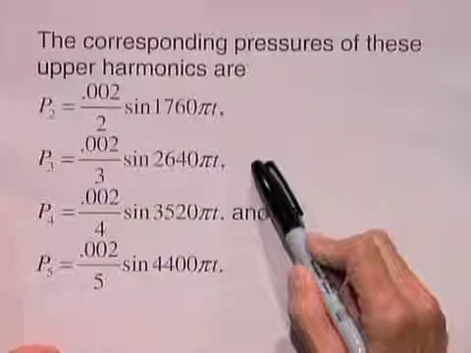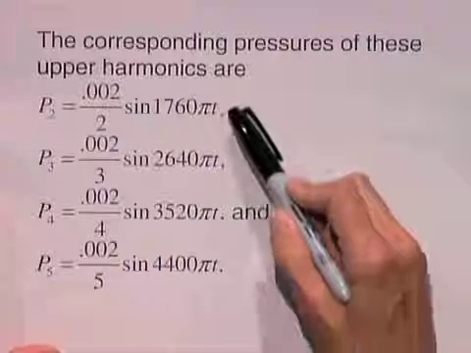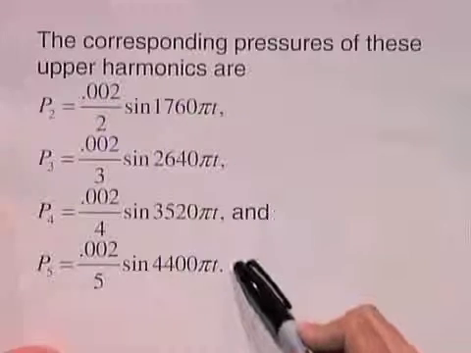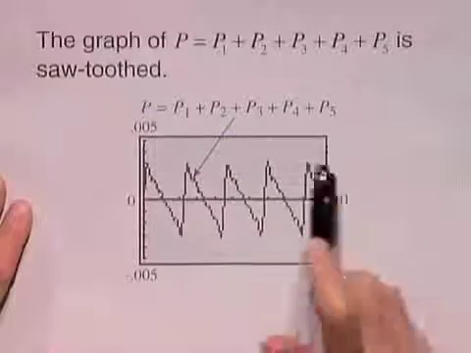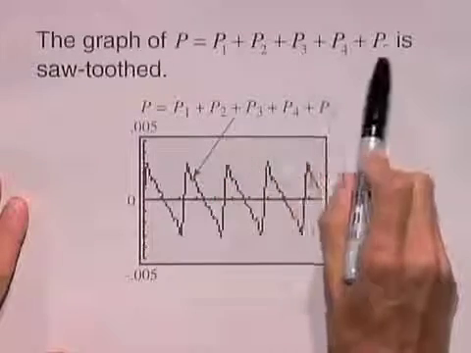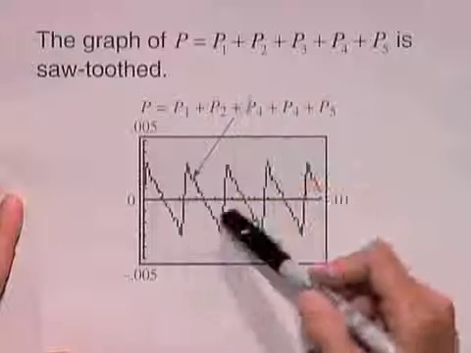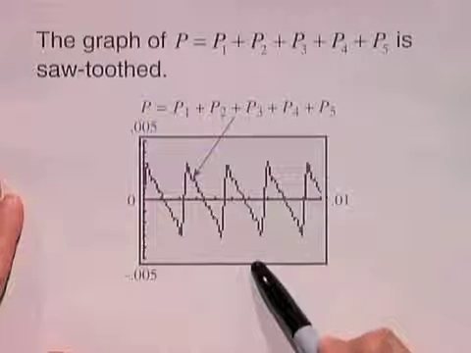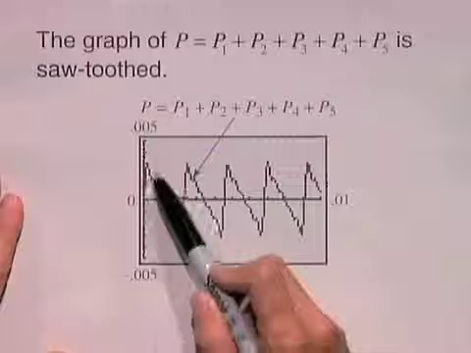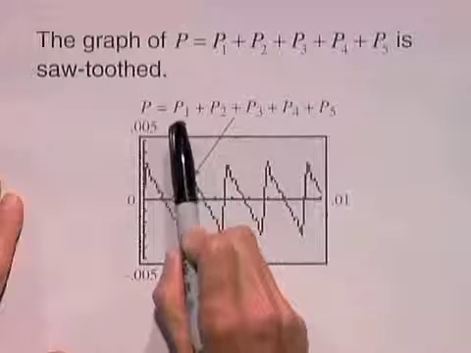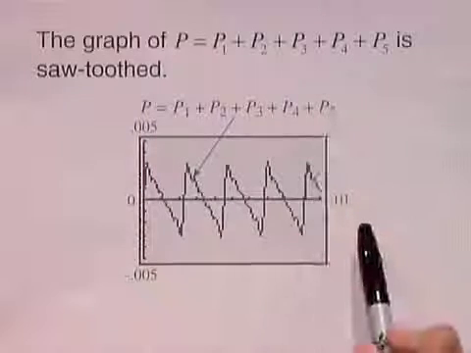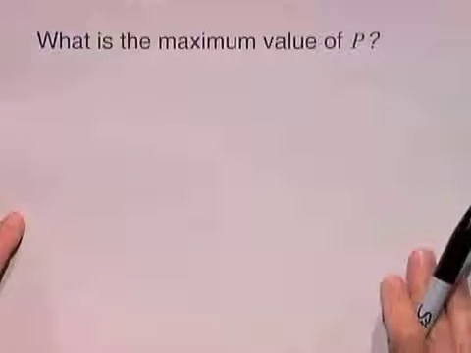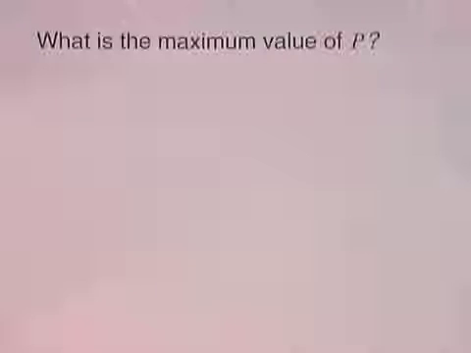Here's P1, P2, P3, P4, and P5. It turns out that the graph of the sum of the 5 pressures is sawtoothed, and you can see a picture of how that graph might look here. And again, what's graphed is P, which is the sum of the 5 pressures. Here's the first thing we want to do with that graph. We want to find the maximum value of P. So let's use our calculator to help.